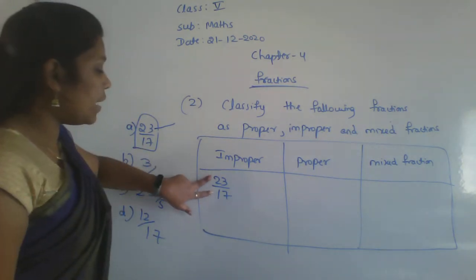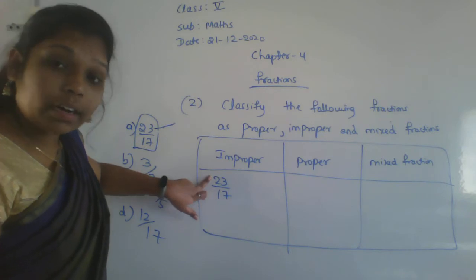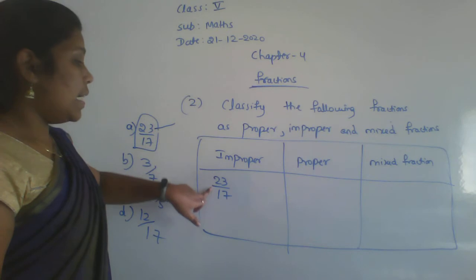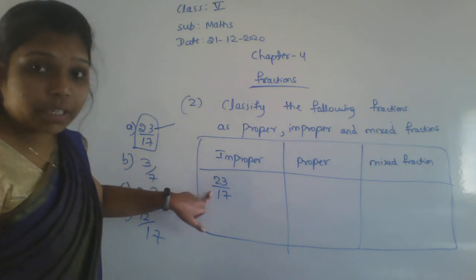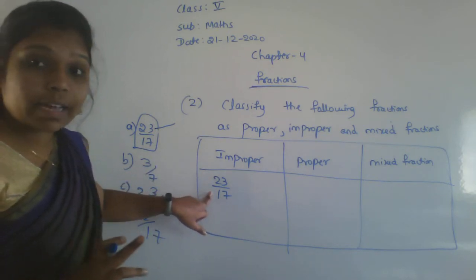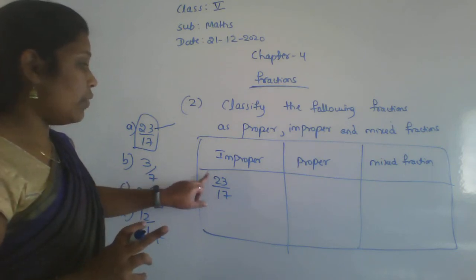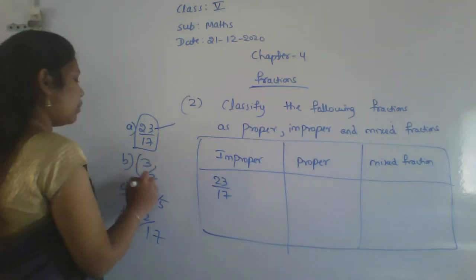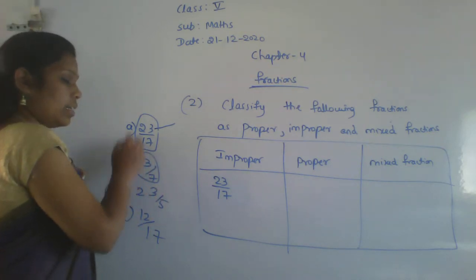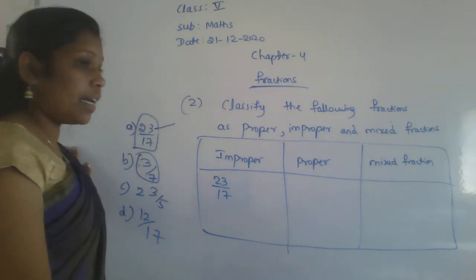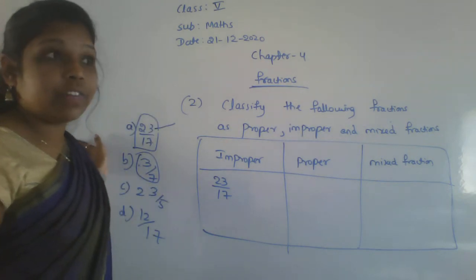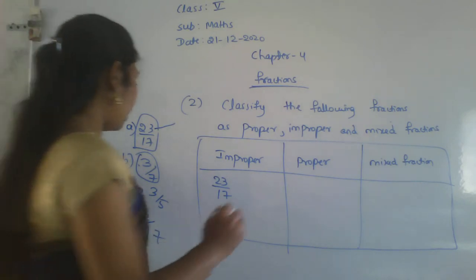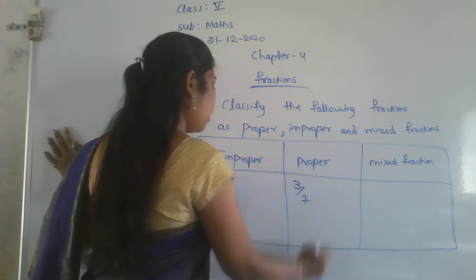Compare the numerator and denominator here. Which value is greater? The numerator value is greater, so it is an improper fraction. If the numerator value is greater, then we can say this is an improper fraction. Next, observe the next one: numerator is 3 and denominator is 7. Which one is greater? The denominator. If the denominator is greater, it is called a proper fraction. So 3 by 7 is a proper fraction.